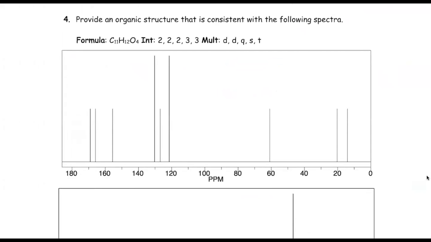Okay, so before I do anything, C11H12O4. I want to find how many degrees of unsaturation I have. How many degrees of unsaturation do I have? 6. 6 degrees of unsaturation, that's right.